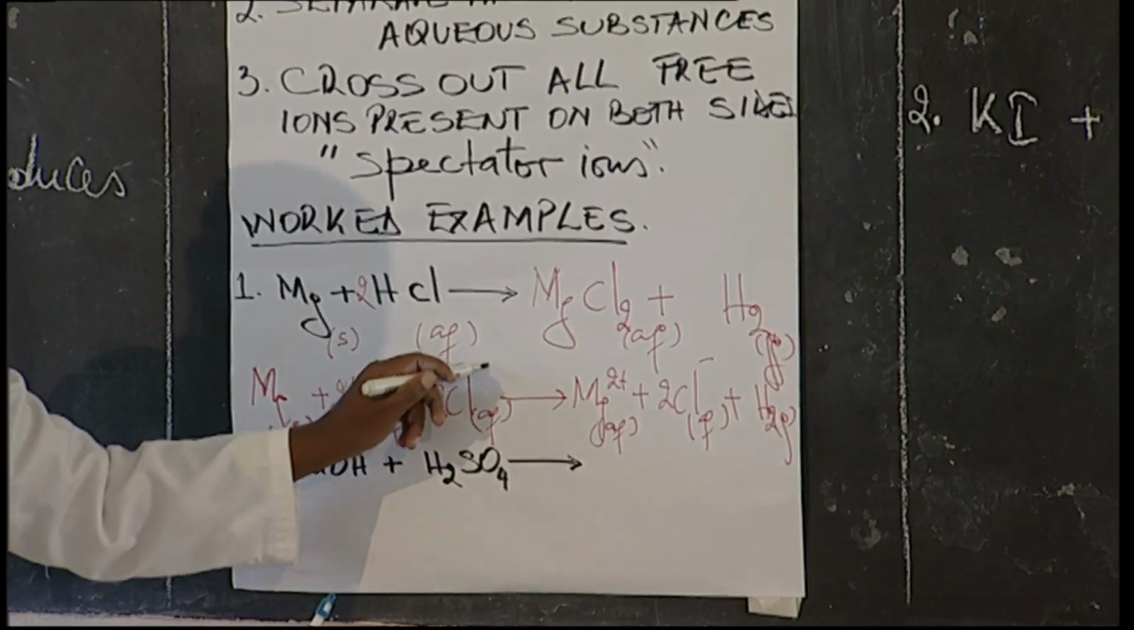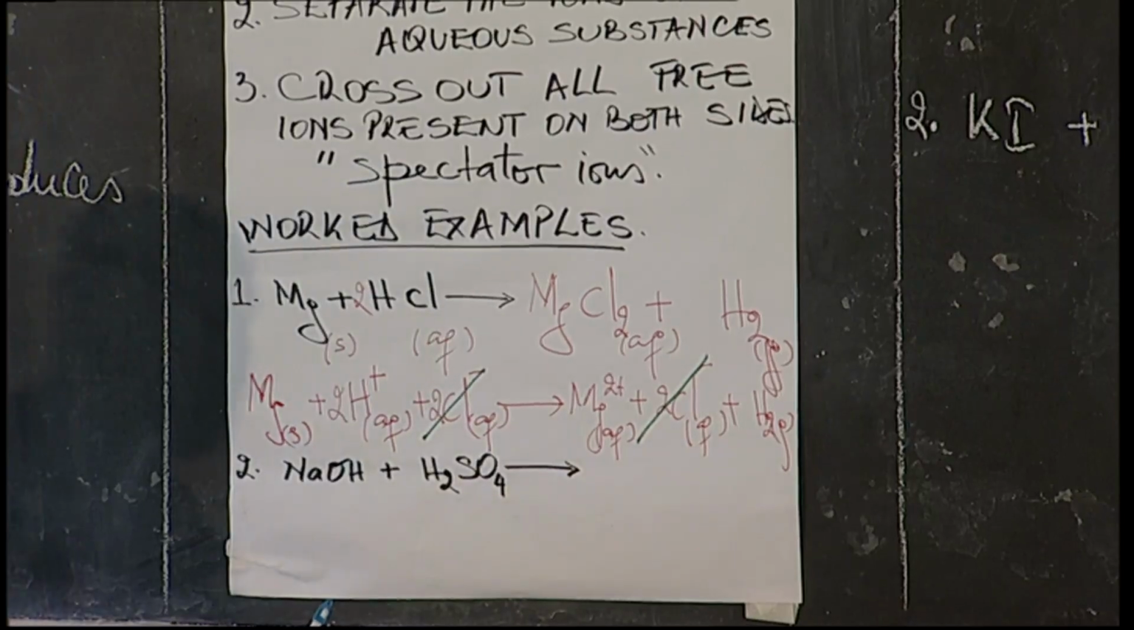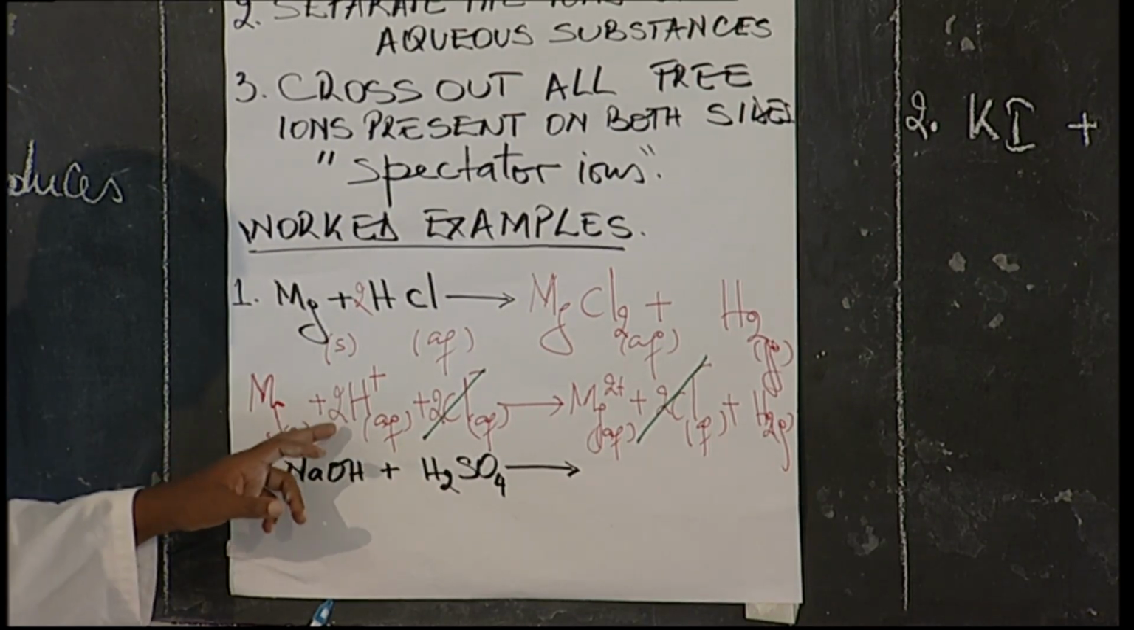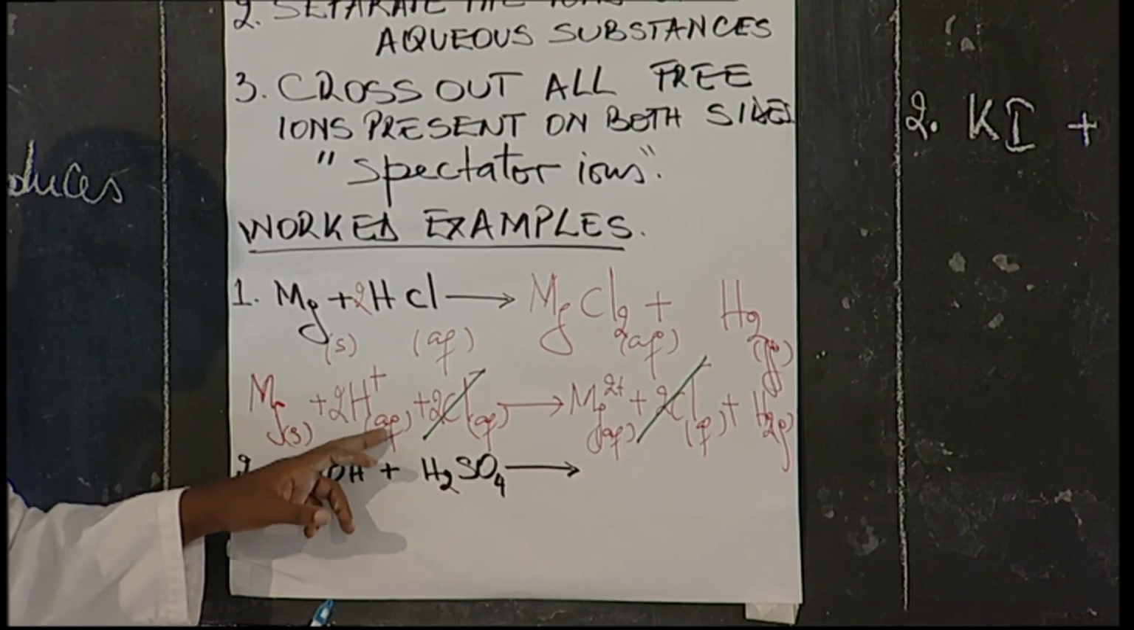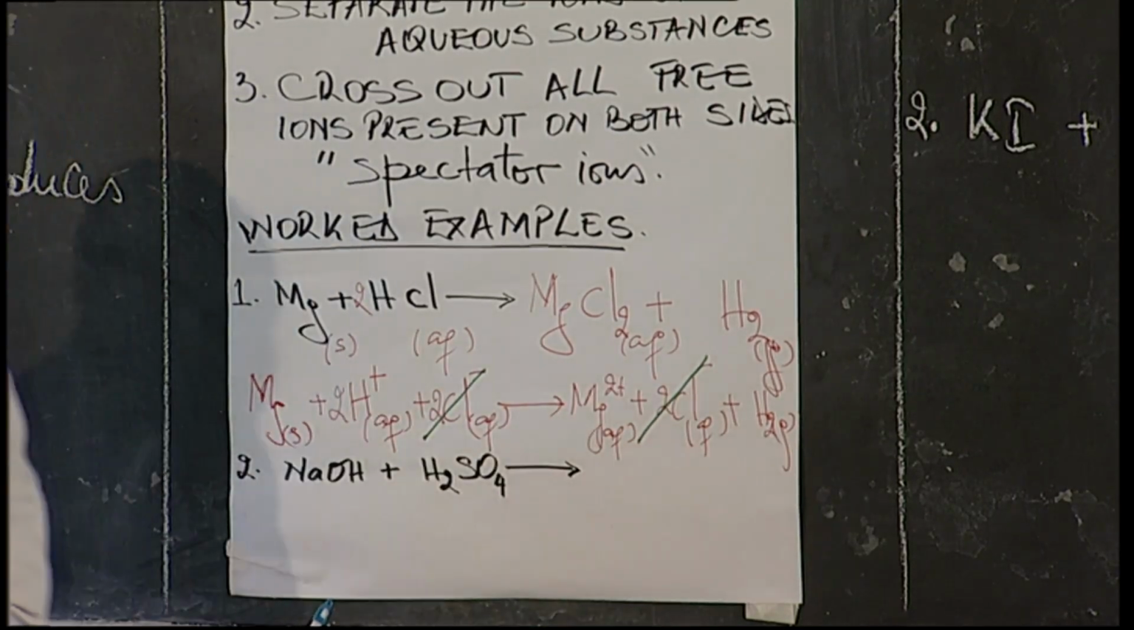So here the chloride ions are removed, and our ionic equation becomes magnesium reacting with 2H plus aqueous to produce magnesium 2 positive with hydrogen gas.